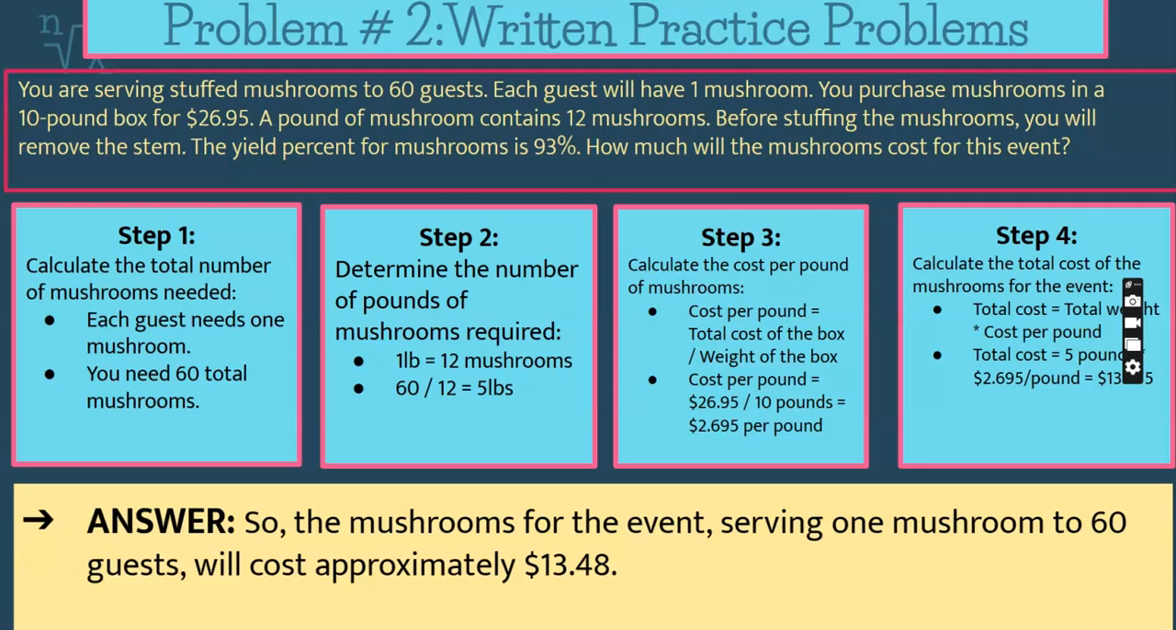And then step 4, you're going to calculate the total cost of the mushrooms for the event. The formula: total cost equals total weight times cost per pound. So we're going to take the total weight, which is 5 pounds, and multiply that by the $2.69.5, and you are going to end up getting $13.48 for all of the mushrooms. So that is your total cost.